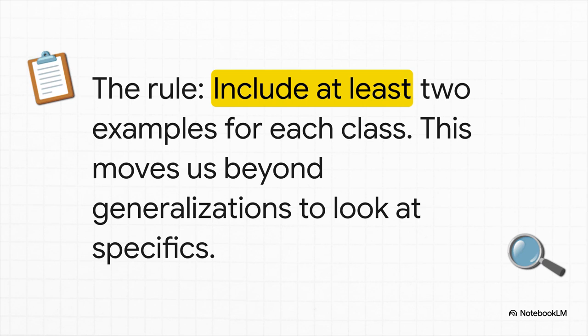But it's not enough to just name the category. To really get it, we have to look at specific examples. So the rule is, for every single class, we need at least 2 examples. Why? Because that's how you start to see the nuances and the real-world differences that make each one unique.